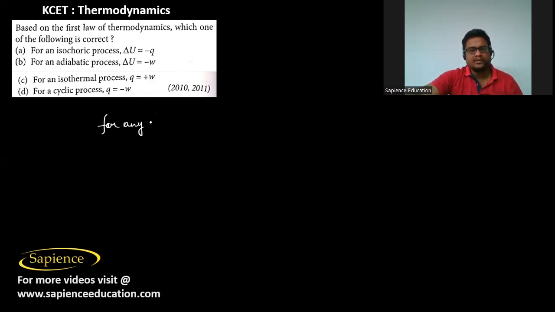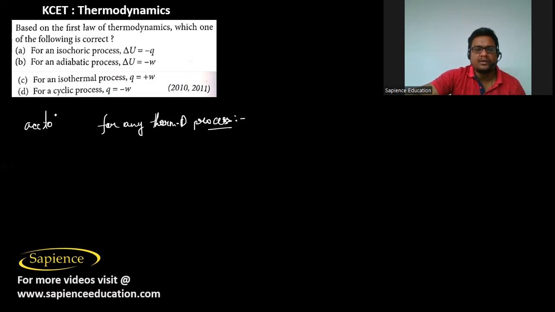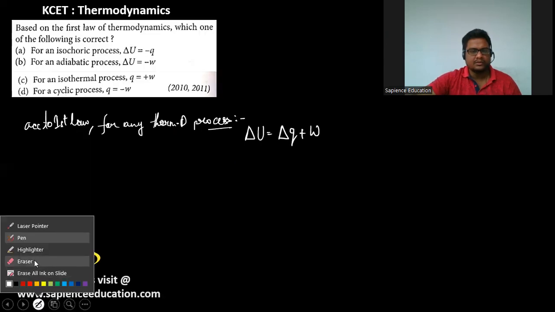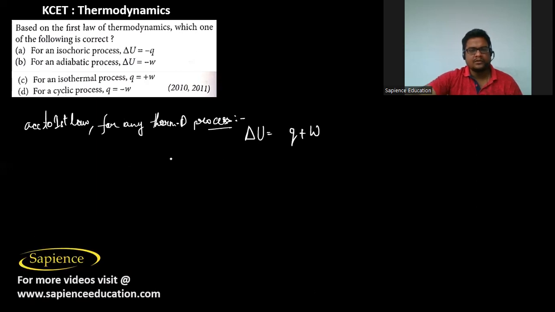So for any thermodynamic process, according to the first law of thermodynamics, we have delta U equals to delta Q plus W, or I can say Q plus W. Delta U equals to Q plus W. So now for isochoric process, from here we can say also that delta U equals to Q plus W, where W is minus P delta V.